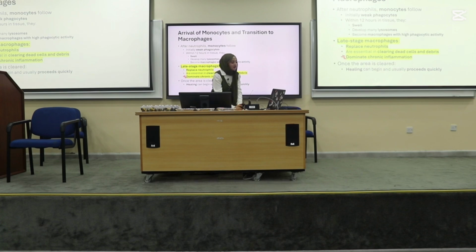Okay. Arrival of monocytes, transition to macrophage. I'll summarize for you. Basically, monocytes are weak phagocytes. So what happens when there's an infection and they need to go to these tissues, they're going to swell, they're going to develop so many lysosomes, and after that they're going to become macrophages, and they're going to replace these neutrophils. And they dominate the chronic inflammation.